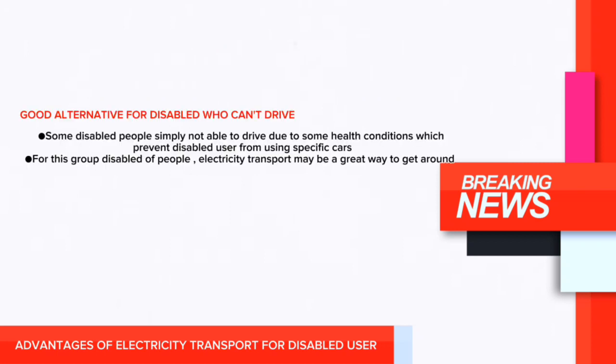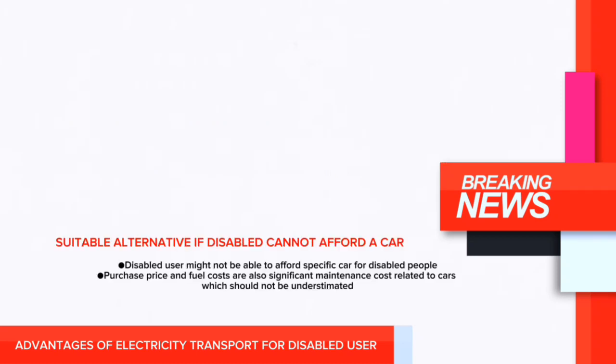The second one is a good alternative for disabled people who cannot drive. Some disabled users may not be able to drive because they do not know how to drive or they never got a driver's license, especially disabled users, and also because of health conditions. For this group of disabled people, transport like trains or buses makes it easier to travel around.